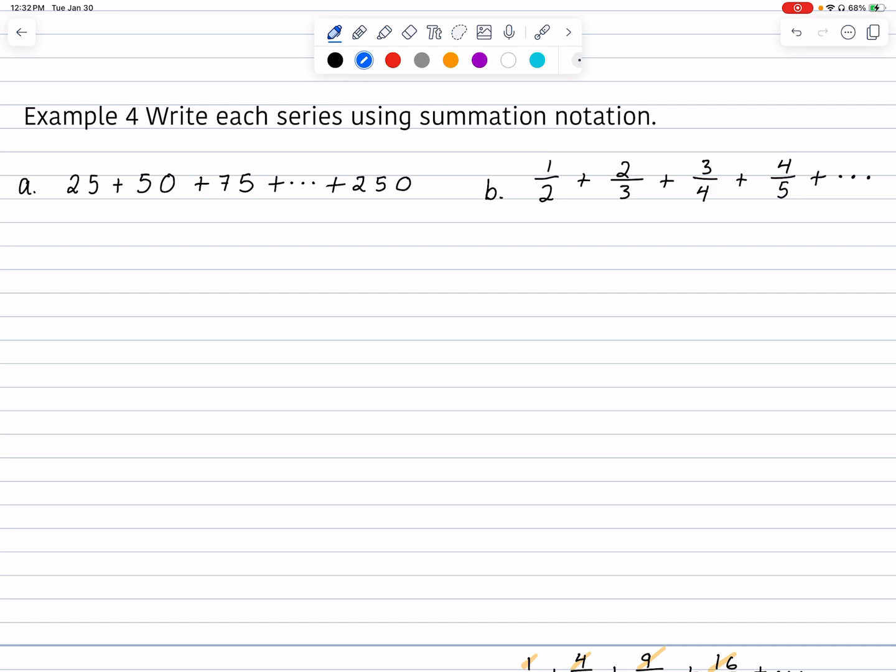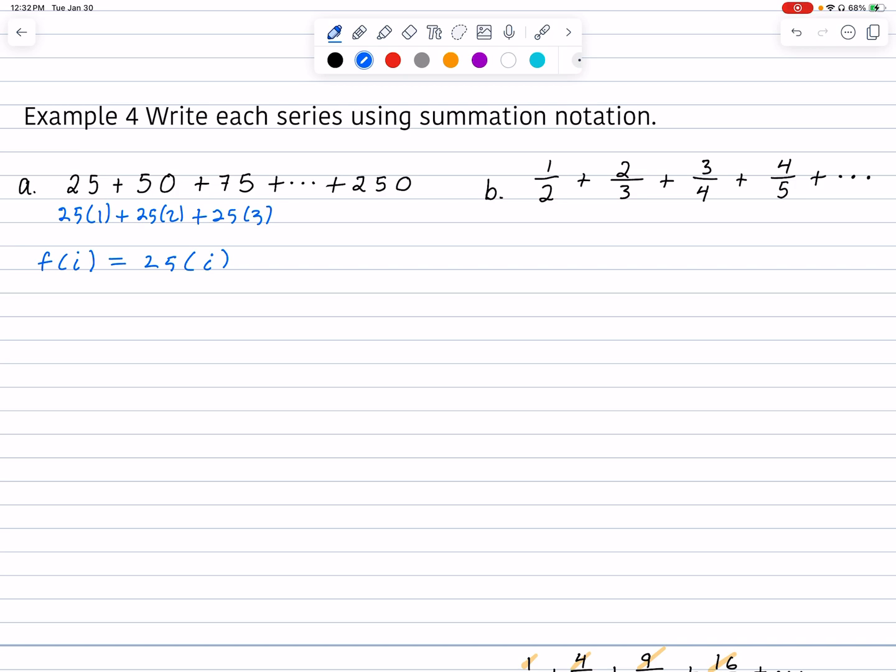So 25 could be written as 25 times 1. 50 could be written as 25 times 2. 75 can be written as 25 times 3. So that already gives me an idea, right? The sequence looks like it's going to be 25 times our index, our i, right?